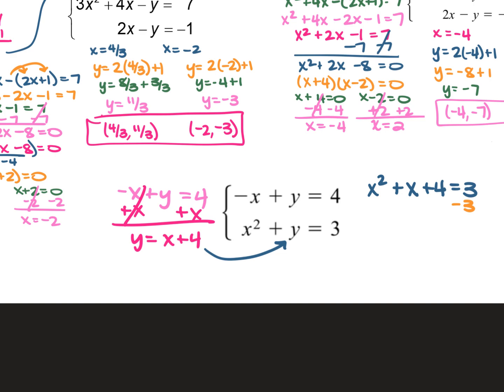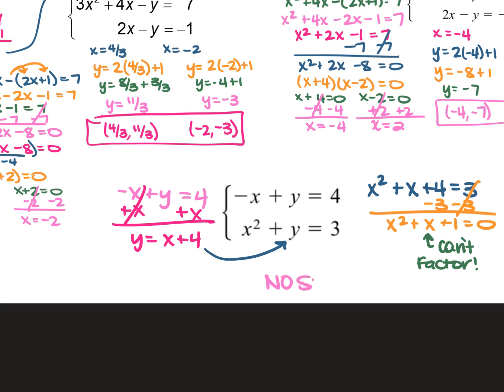Since we have an x squared, we're going to move that 3 over, subtract it from both sides. So that's x squared plus x plus 1 is equal to 0. This is not factorable. There are no factors of 1 that add up to be 1. So in this case, you have no solution.